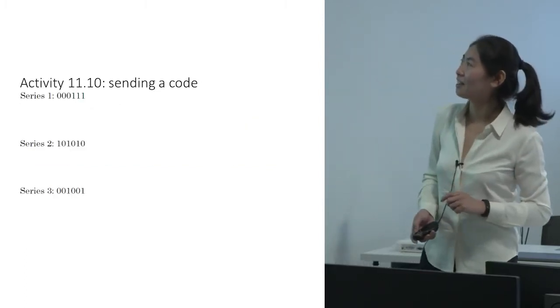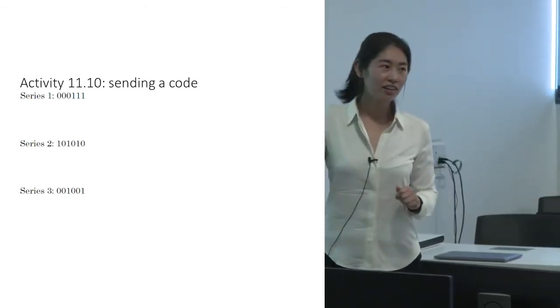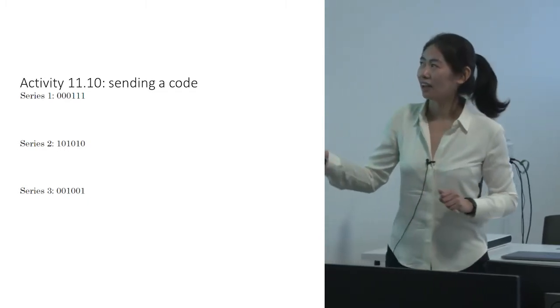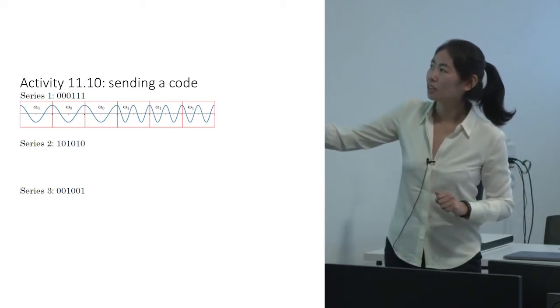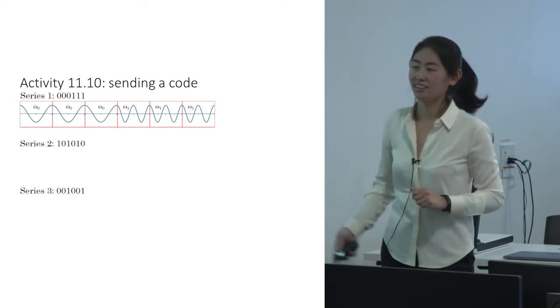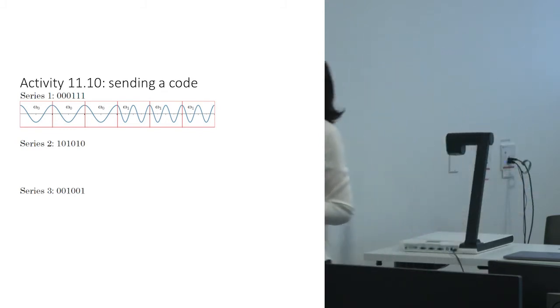Okay, very good. So now I want you to send a code with the frequency. Okay, 0 is a low frequency, and 1 is a high frequency. So what does the first one look like? We'll show you first. So I have a low signal, low signal, low signal, high, high, high. Okay, I want one brave person to come in to draw the second one.